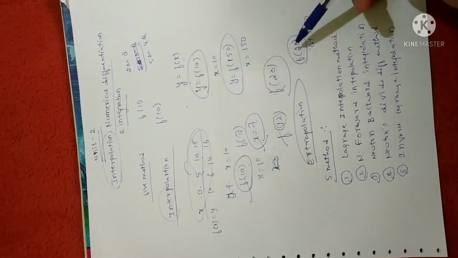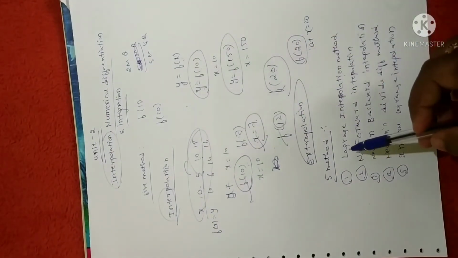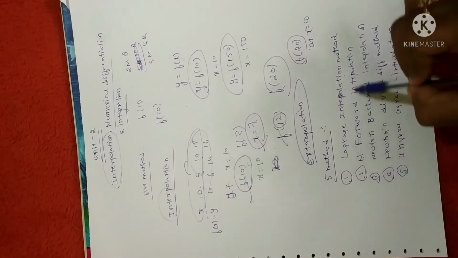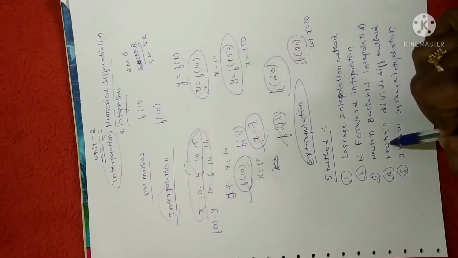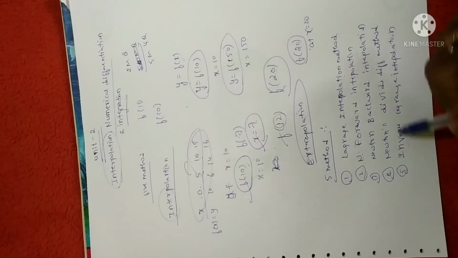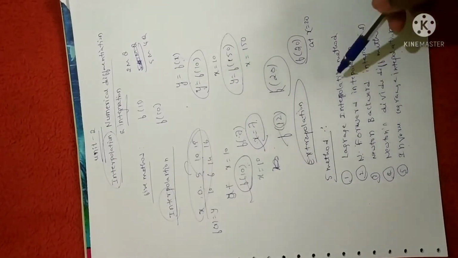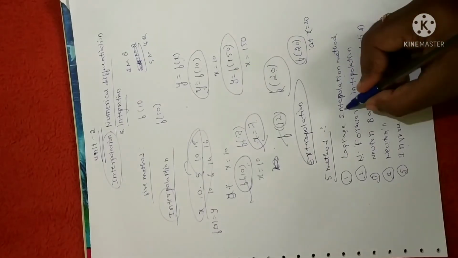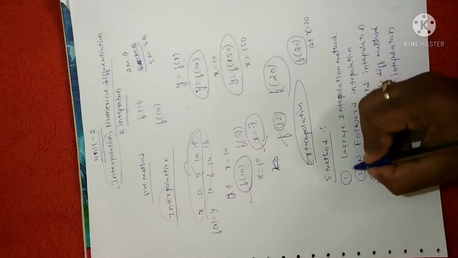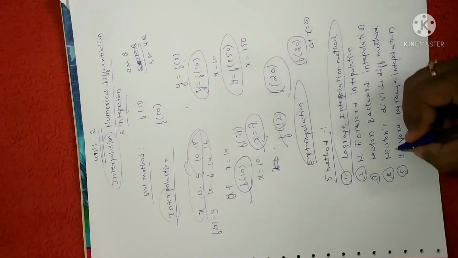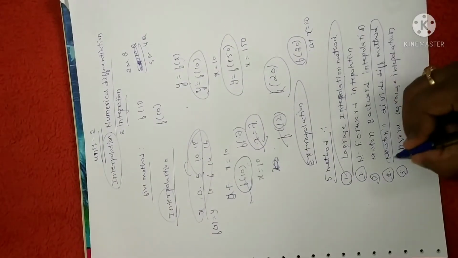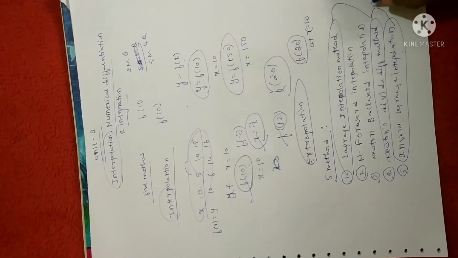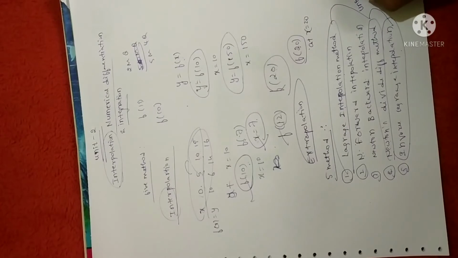For any given function, to find the value at a particular value of x, we have 5 methods. First one is Lagrange interpolation, Newton forward interpolation, Newton backward interpolation, Newton divided difference method, and inverse Lagrange interpolation. So all these methods will be finding the value of a given function. Now, the first method, Lagrange interpolation, as well as the fourth method, Newton divided difference, and inverse Lagrange method, all these 3 methods will be used for unequal intervals.